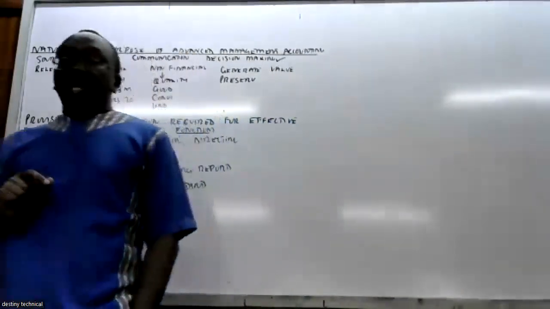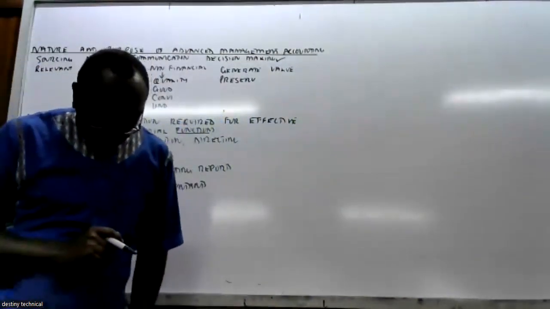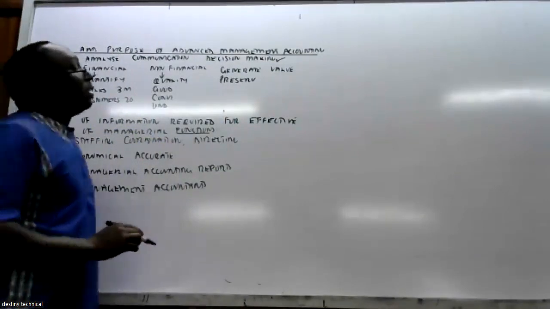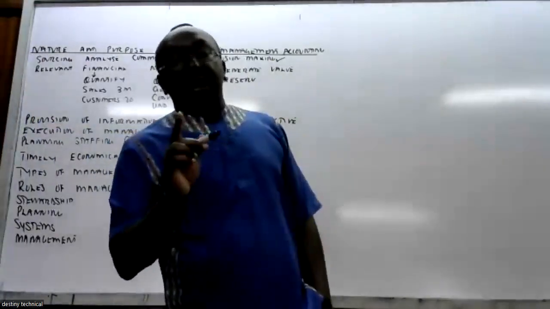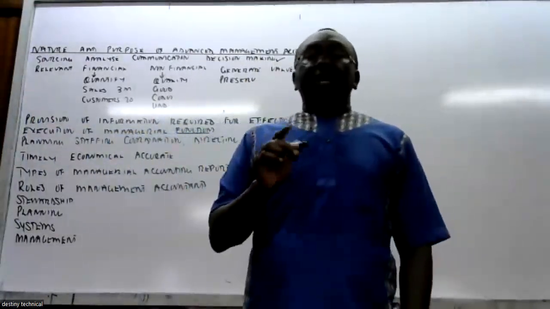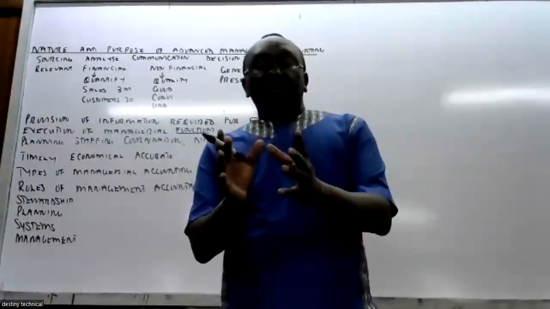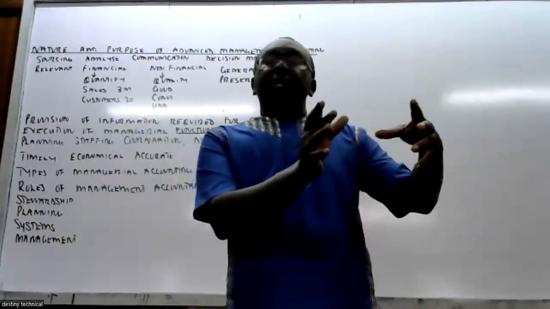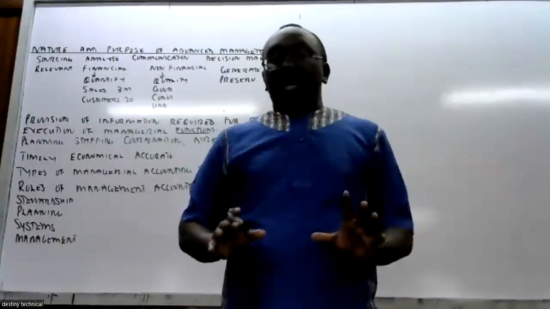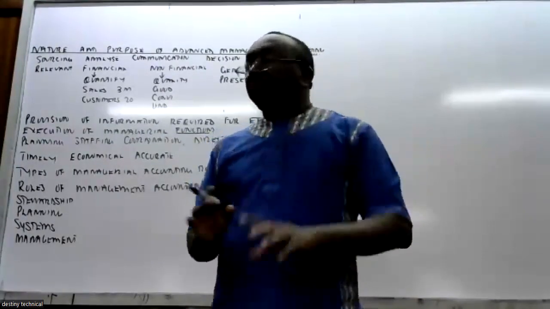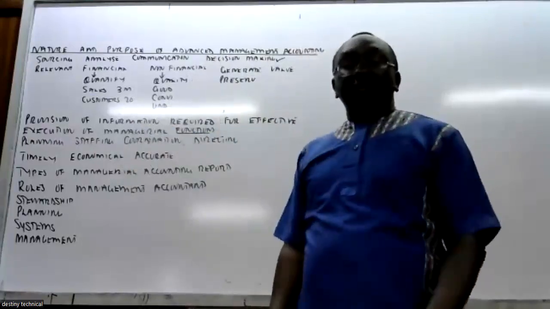The other role that you're supposed to take is what we call participation in the management process. This comes in because, in as much as we are saying you are a management accountant, that does not make you a manager. It simply means you are an accountant who should be providing a lot of information to the manager. That's one of the reasons why it's called management accounting.